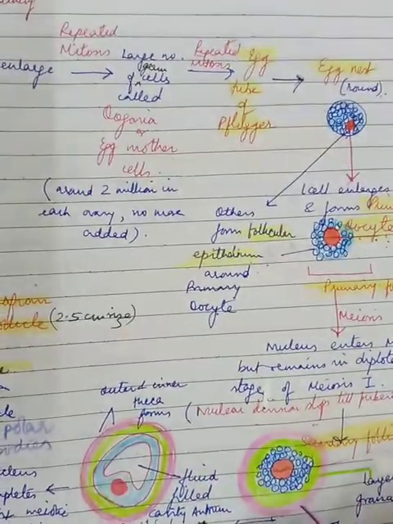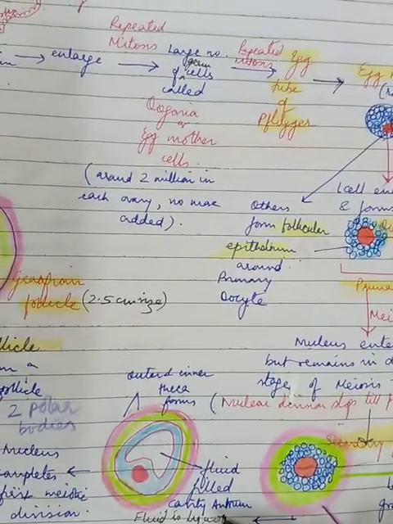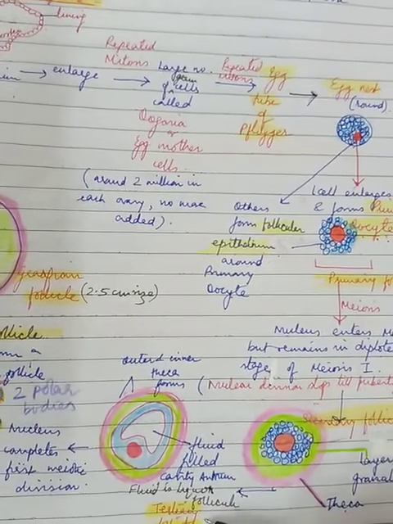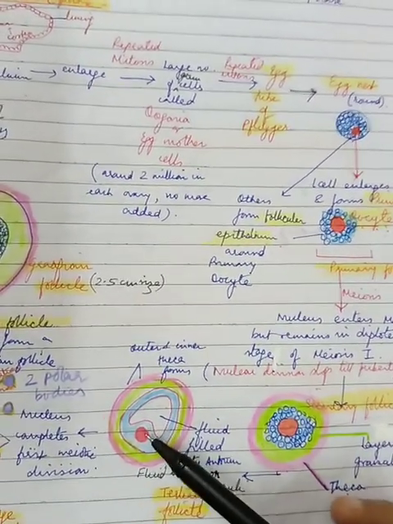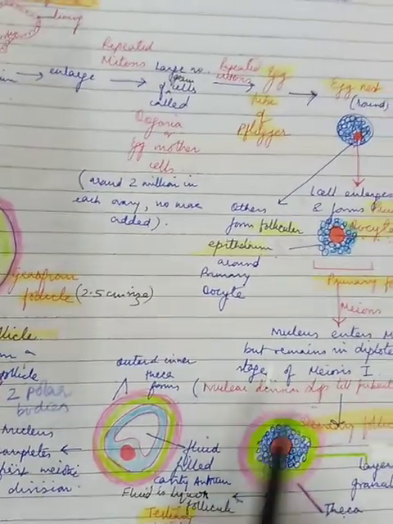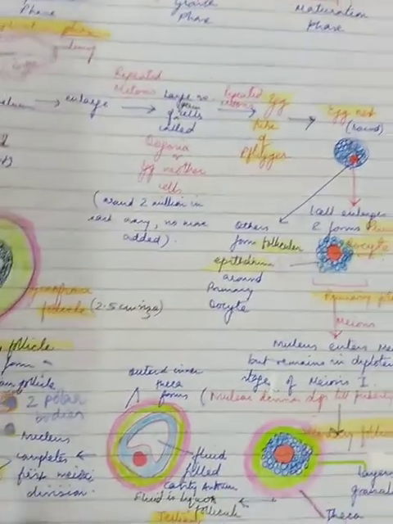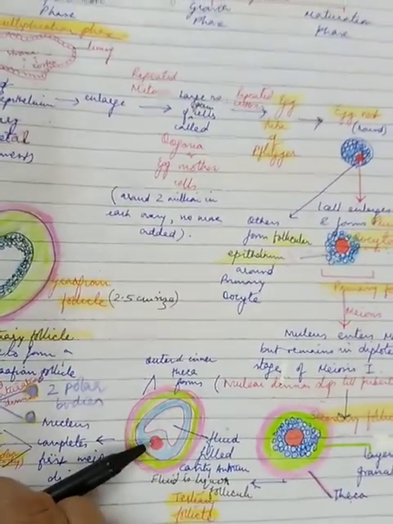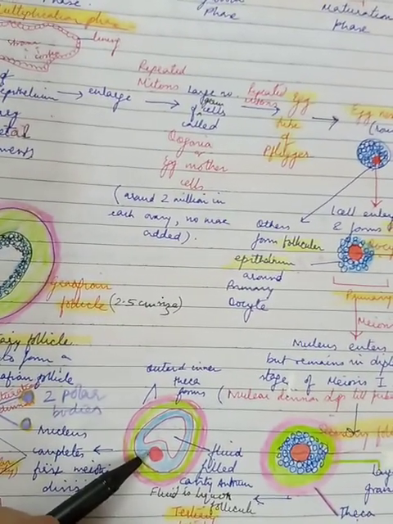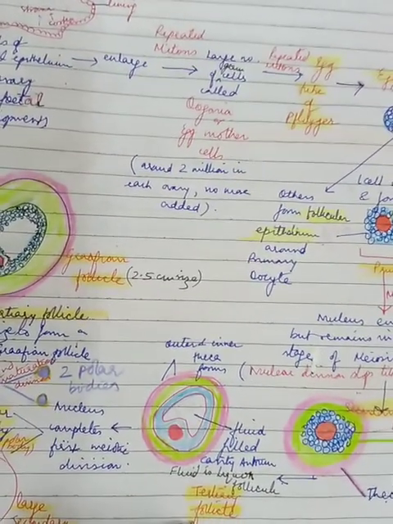Alright, so the primary oocyte, this egg, inside the tertiary follicle now grows in size and the nucleus completes the meiotic division. The nucleus had already started the meiotic division here, but it was incomplete. So now this oocyte, which is the primary oocyte, will start its nuclear division once again and complete it while it is inside the tertiary stage of follicle.